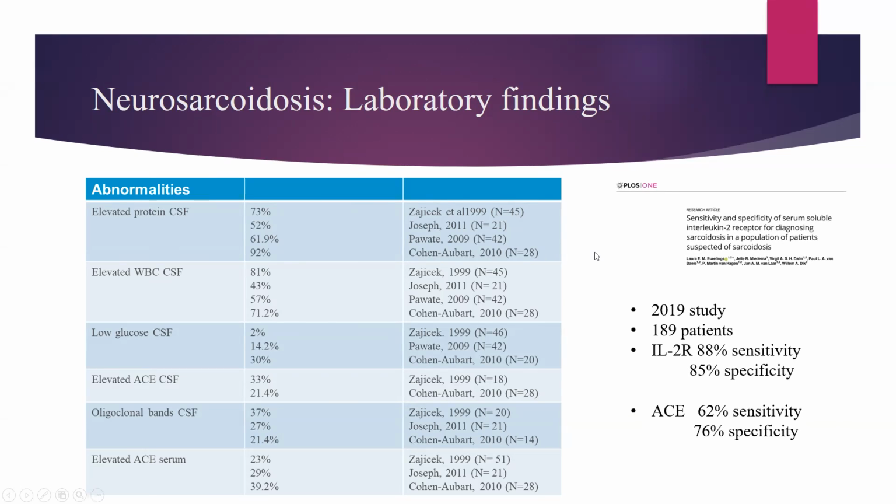There was a 2019 study that looked at IL-2R. A marker of inflammation, it is non-specific. As far as I know, we can see it in other inflammatory disorders like IgG4 disorders, but it seems that it had maybe a better sensitivity and specificity profile than serum ACE.